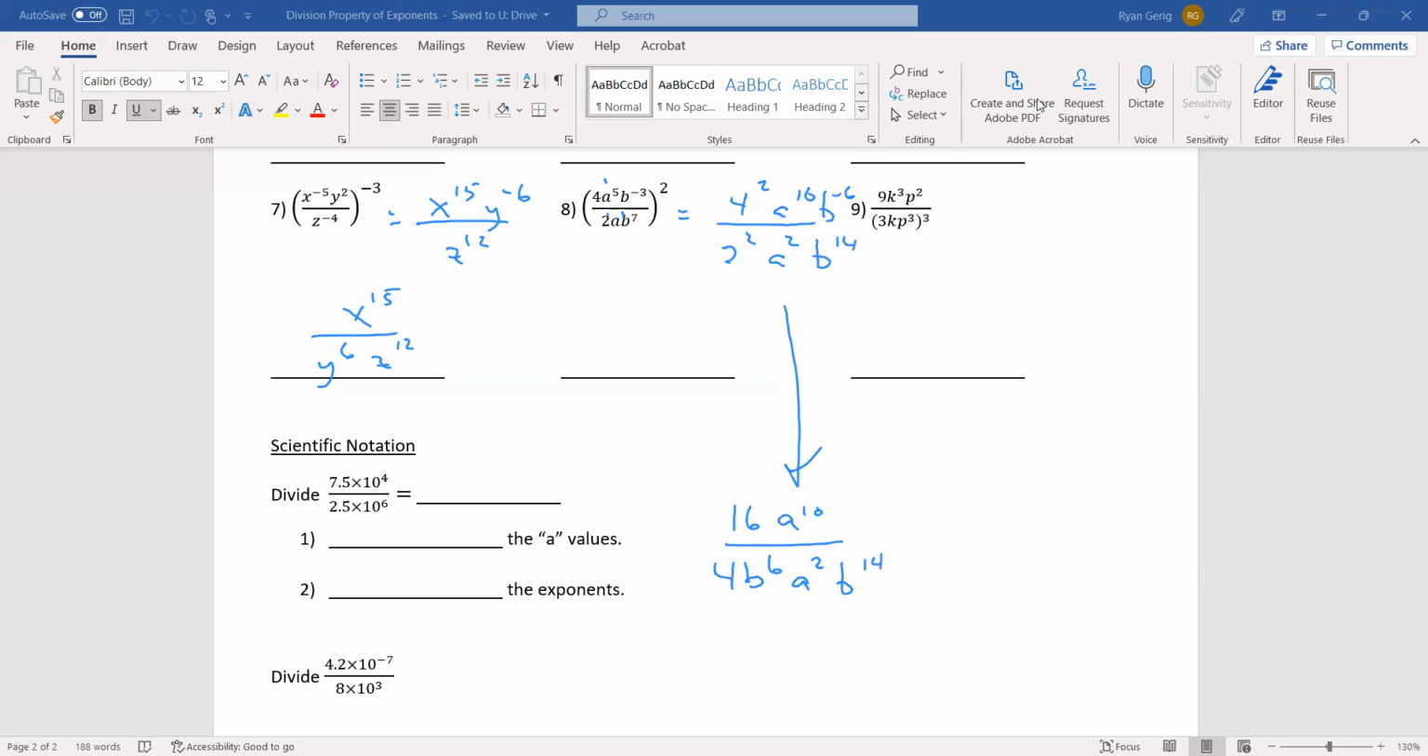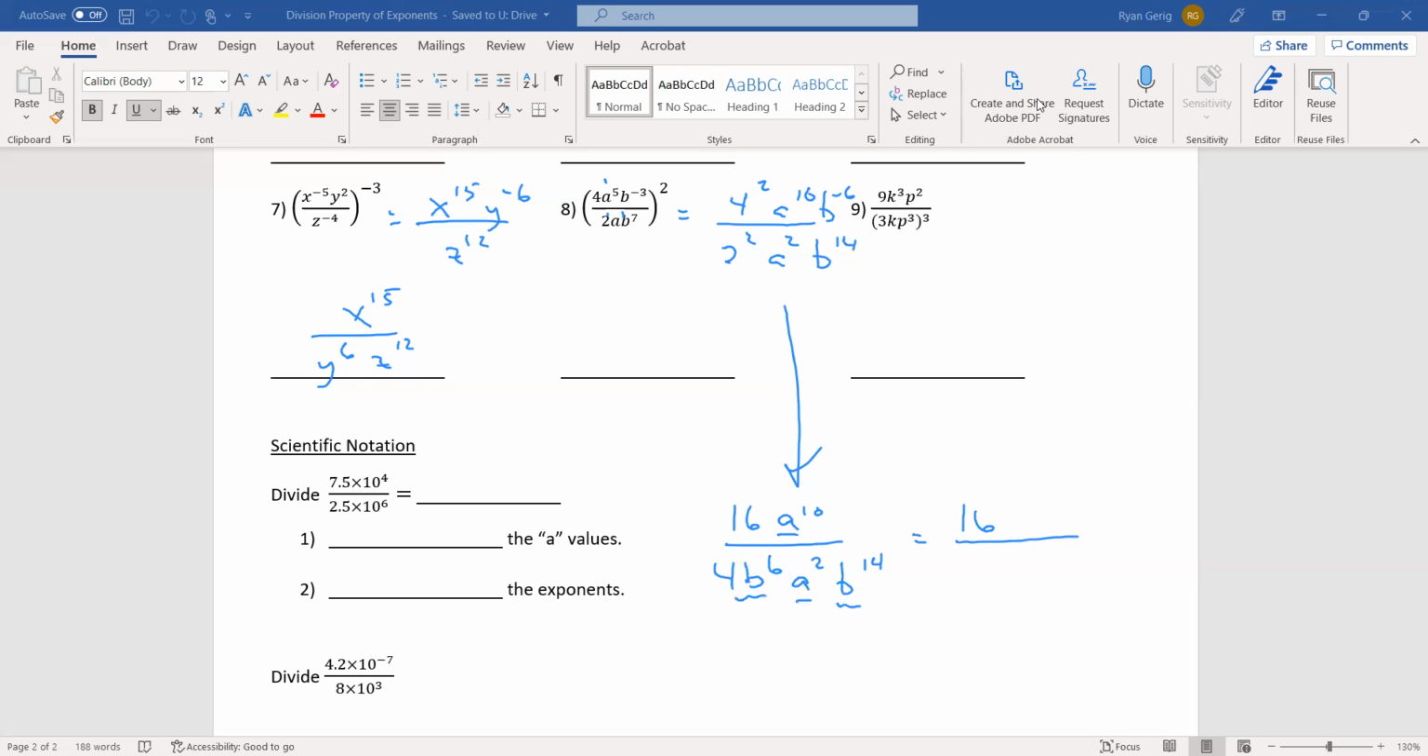Now, you see how you have 1, 2 A's, and you have 1, 2 B's. If you have 2 of the same base in your problem, you're not done. You have every property you need at this point to combine those and make it 1 of the same base. So I'm going to go ahead and do that. 16.